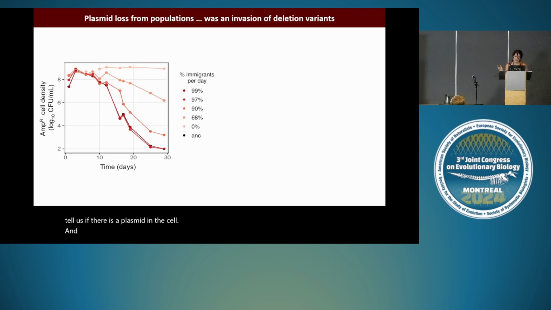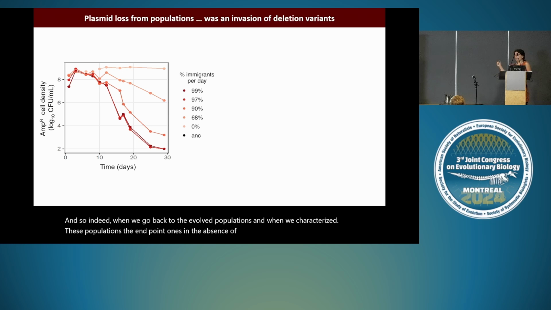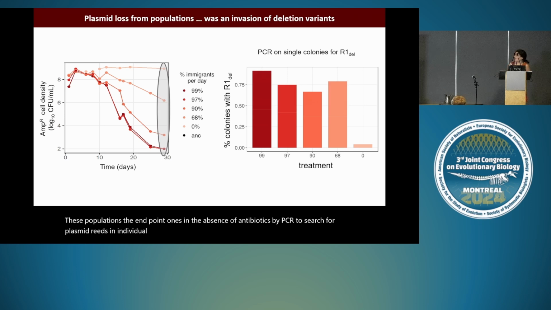And so indeed, when we go back to the evolved populations and characterize the endpoint ones, in the absence of antibiotics, by PCR to search for plasmid reads in individual colonies, we found that those populations are actually all full of deleted plasmids. So what we thought was plasmids not being able to transfer fast enough to compensate for immigration was actually an invasion of deletion variants which displaced the antibiotic resistance plasmids.